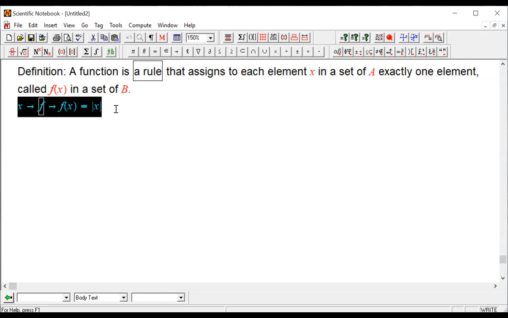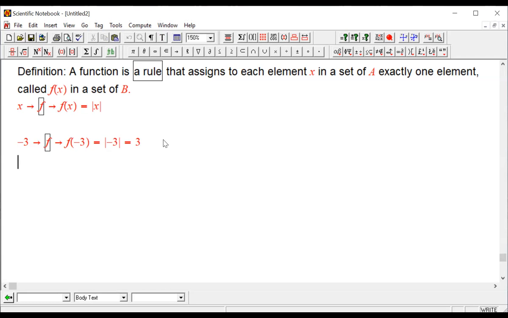If our input is -3, then the rule applies to -3, and we get -3 in absolute value. The absolute value of -3 is 3, which is the opposite of -3. And f of 0, the absolute value of 0, is 0. And for the input 2, the absolute value of 2 is 2. It's the same as the input.